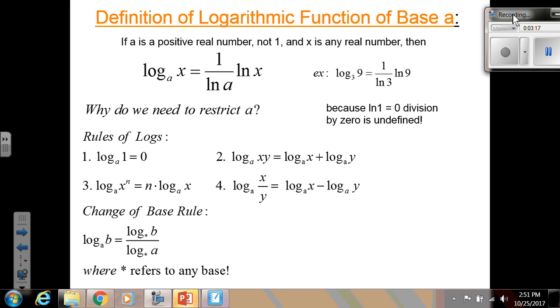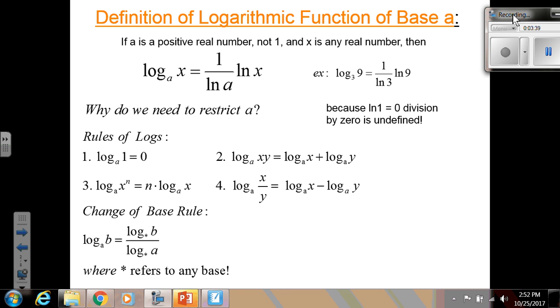This is that change of base rule I was talking about. Remember, I can use any base. I don't have to use natural log. If I have log base a of b, I can do log of any base of b divided by log of that same base of a. But we typically use natural log or log base 10 because those are ones we can do on our calculator.